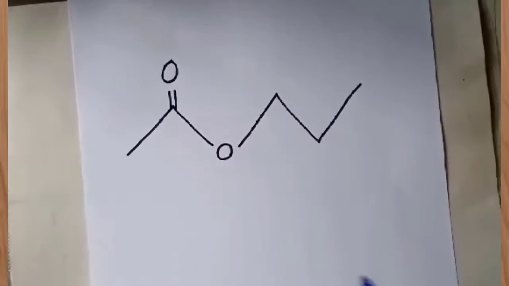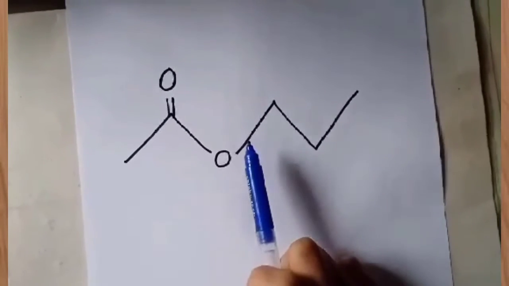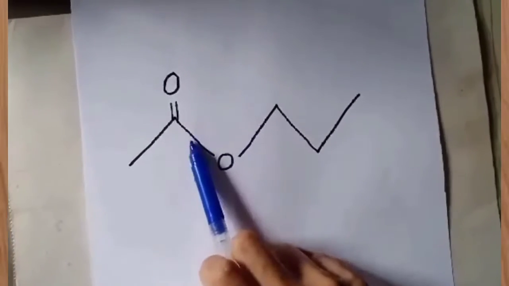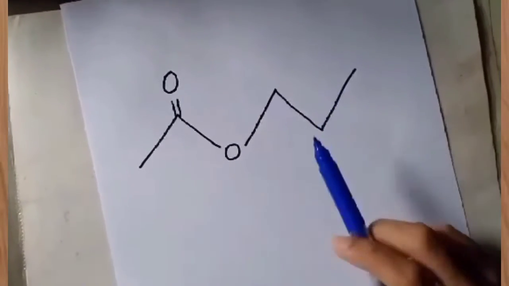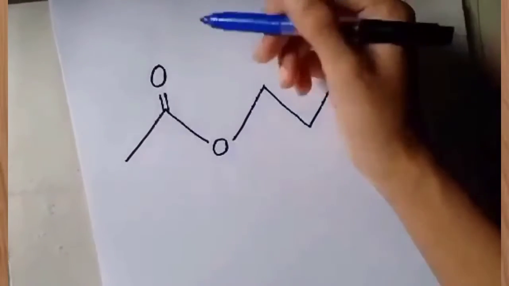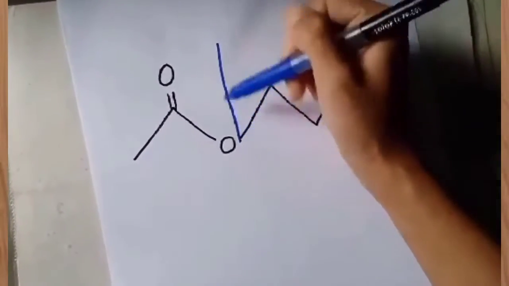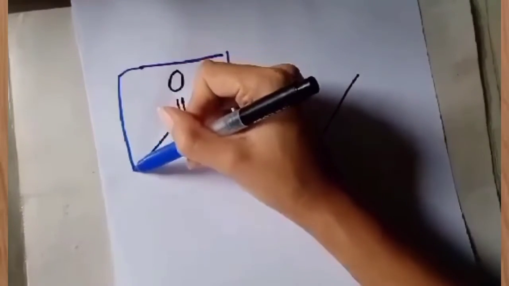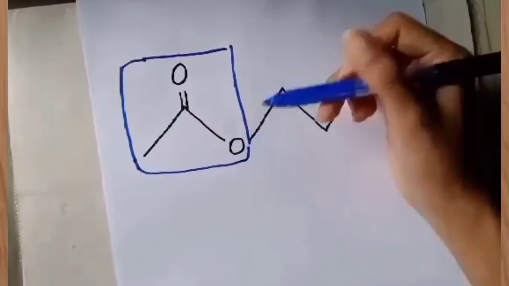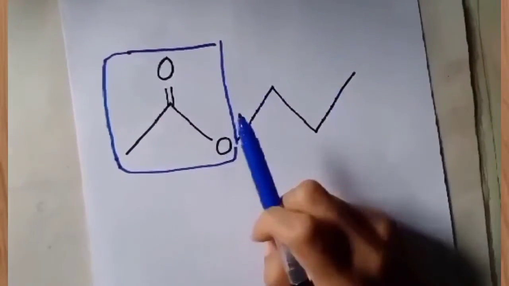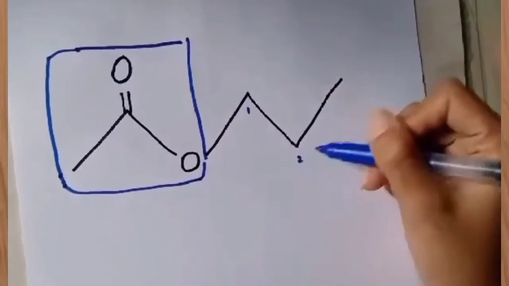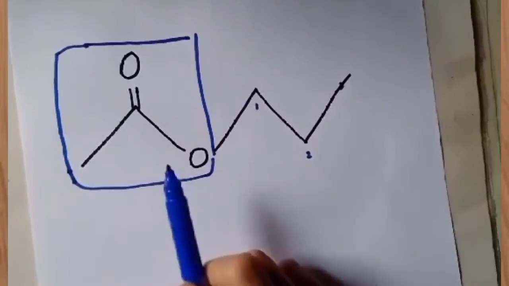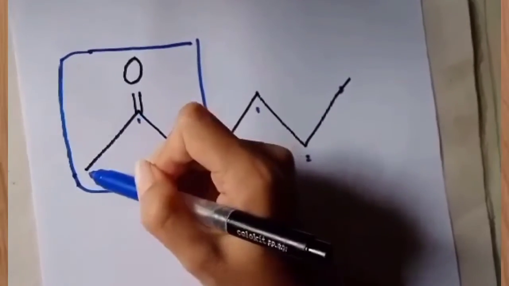Now, there are two parts that you want to focus on: the portion that has both oxygens, including the carbonyl group, and the other part. Esters have 2 oxygens and contain 1 carbonyl group. This is the first part. Notice on the right, we have 3 carbon atoms: 1, 2, 3. On the left, we have only 2.